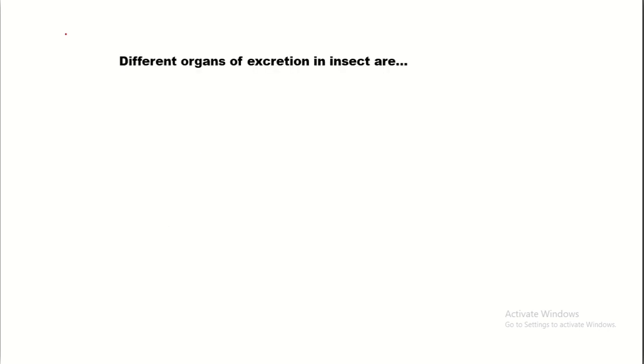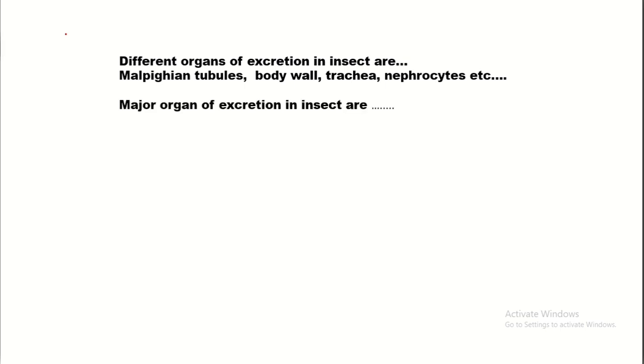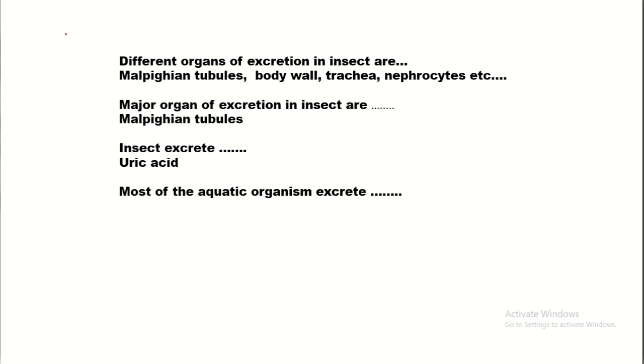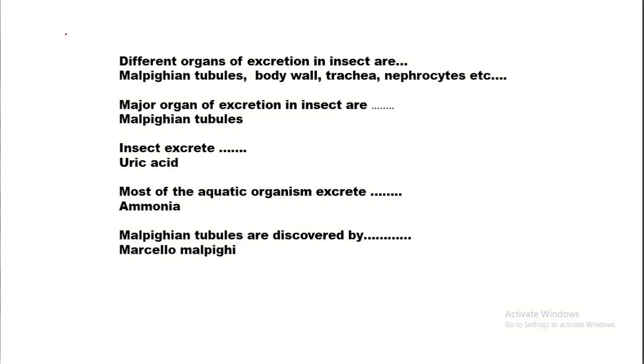Different organs of excretion in insects are Malpighian tubules, body wall, trachea, nephrocytes, etc. The major organ of excretion in insects is the Malpighian tubules. Insects excrete uric acid. Most aquatic organisms excrete ammonia. Malpighian tubules were discovered by Marcello Malpighi.